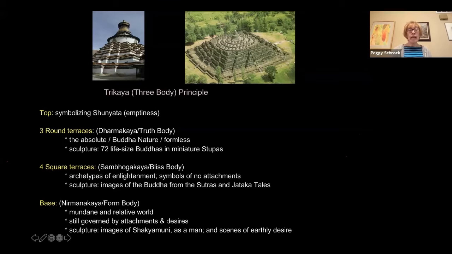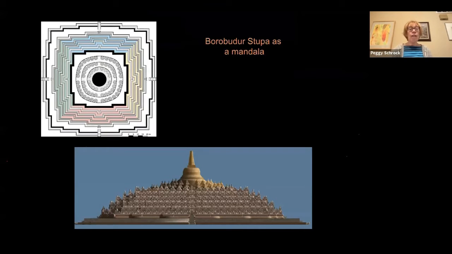The sculpture at that level then is Shakyamuni as a man and scenes of earthly desire, very much tied to the mundane. The 4 square terraces are associated with the Sambhogakaya, or the bliss body. These are the archetypes of enlightenment, all those bodhisattvas, all those stories, sculptures of Buddha from the sutras, the Jataka tales. And then the 3 round terraces are the Dharmakaya, the truth body, that is the absolute Buddha nature. And we have 72 sculptures of Buddhas in there. We'll look at that in more detail. So as you circumambulate from the ground up, you are symbolically walking this path through the 3 bodies, from the relative to the absolute, and your mind is sort of taken on this journey.